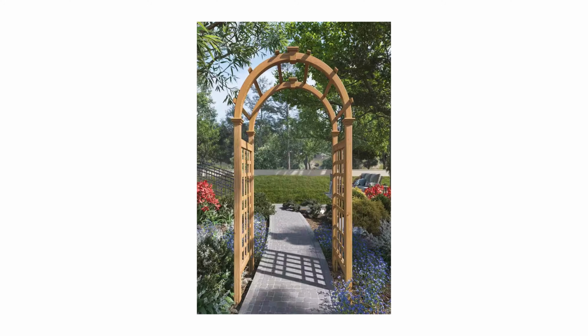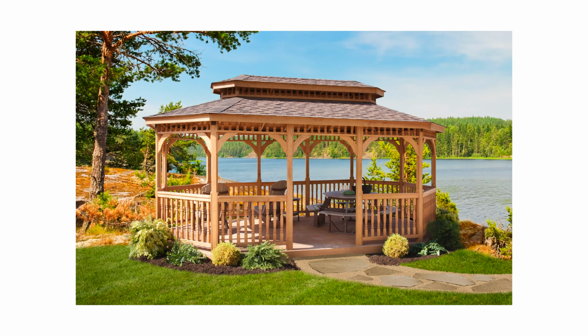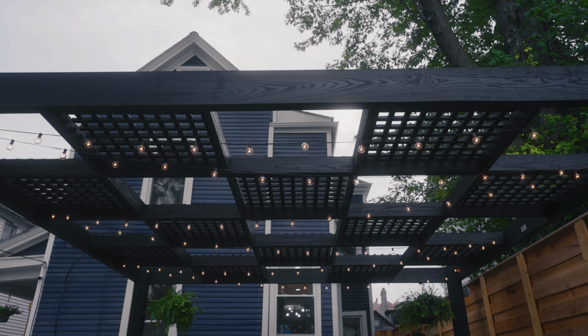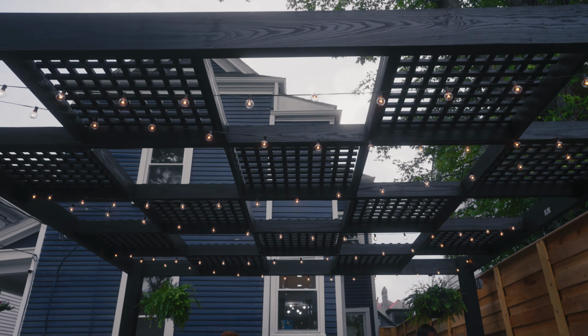When a client asks about a structure, we need to consider a few things. So we have pavilions and pergolas. Now, this is not a trellis, an arbor, or a gazebo. So we're talking about pergolas or pavilions. The main functionality that we're going after is, do you want coverage from the rain, or do you want coverage from just the sun?